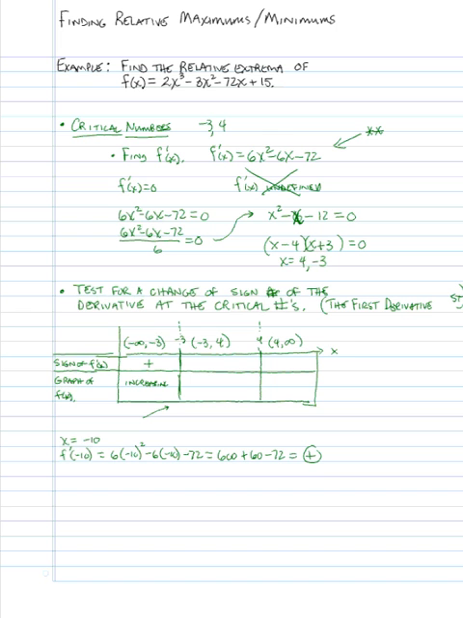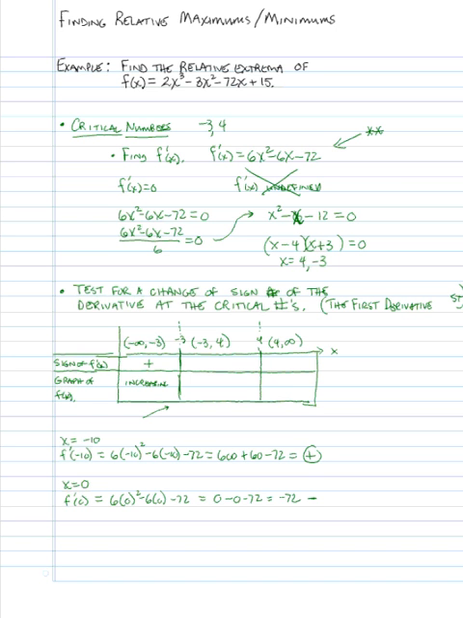Now, in the interval in the middle, from negative 3 to positive 4, we need to choose some x value, and certainly 0 would fit that category. It would be in between negative 3 and 4. So we calculate f prime of 0. It has 6 times 0 squared minus 6 times 0 minus 72. And of course, that's just going to be 0 minus 72, which is negative 72.